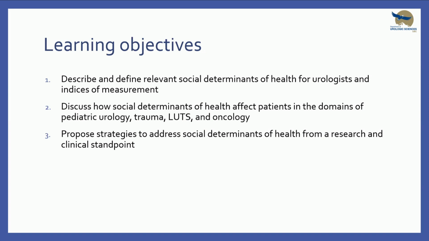So today we're going to be talking about social determinants of health. I think it's a topic that a lot of us know intuitively affects urologic medicine, but perhaps not the exact scope in the scientific literature behind it. So today I would like to describe and define relevant social determinants of health, as well as indices of measurement. And then after definitions, we'll be transitioning to a broad scoping overview of how these factors affect patients in domains of pediatric urology, trauma, lower urinary tract symptoms, and oncology. And finally, we'll end with a discussion of solutions to address social determinants of health, both from a research point of view as well as a clinical standpoint.